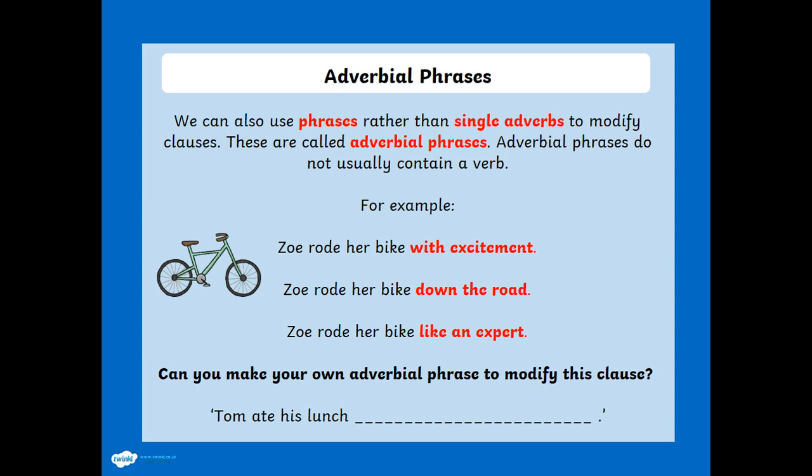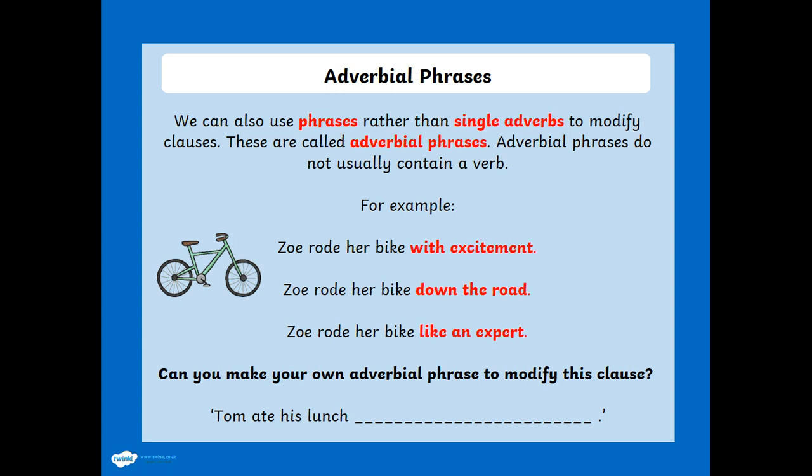So we've looked at adverbs. Now we're going to move on to adverbial phrases. So a phrase is more than one word. Where an adverb is generally just one word, adverbial phrases are more than one word. We can also use phrases rather than single adverbs to modify clauses. These are called adverbial phrases. Adverbial phrases do not usually contain a verb. And here we have some examples.